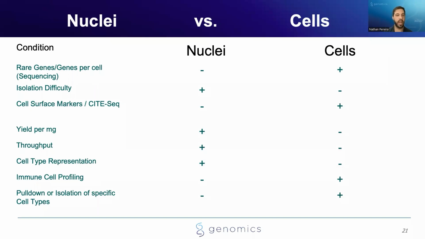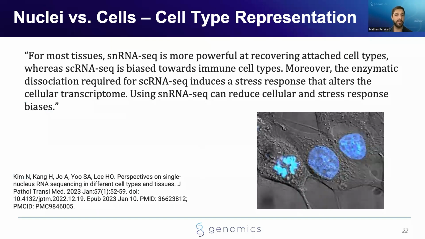One of the things I like to touch on is this idea of cell type representation. This comes from a group at Korea University in Seoul, and as I'm sure a lot of you know, cell type representation can be an issue for single cell sequencing, especially compared to single nuclei sequencing. The enzymatic dissociation required can induce a cellular stress response and alter the transcriptome, and again, lead to decreased isolation of delicate and more difficult to isolate cell types.